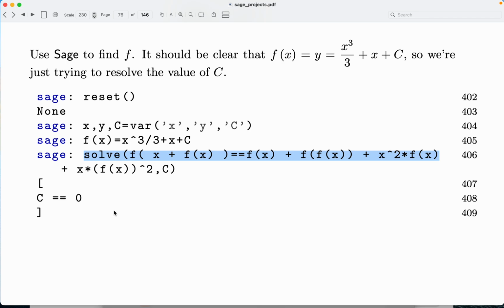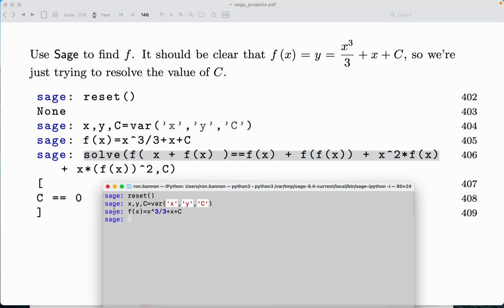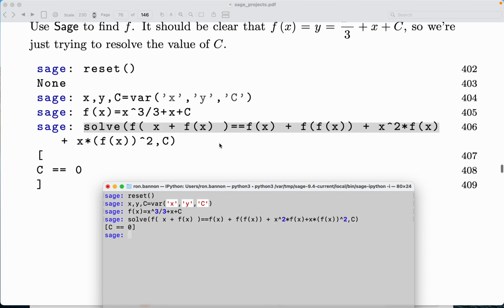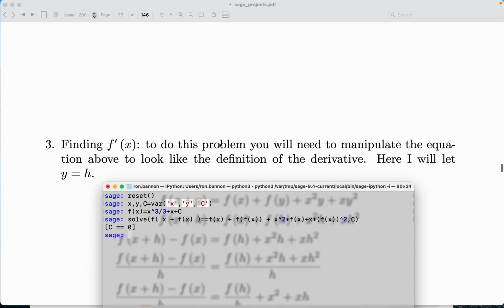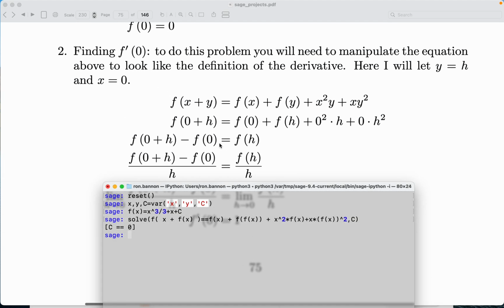Let me go back to my Sage thing. And then what? Plus x star, parentheses, f of x, squared, comma, for the letter C. C is equal to 0, all right? Now we found the function, by the way. So let me point out what we did over here. I know it's confusing, but here's the problem.